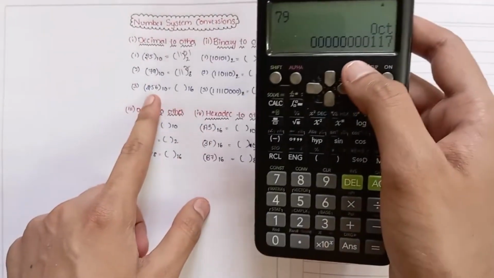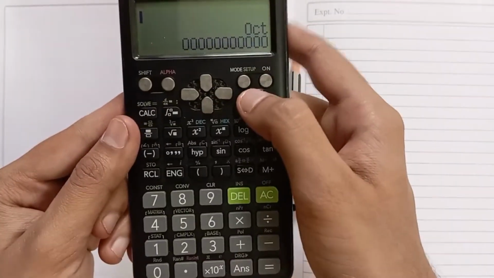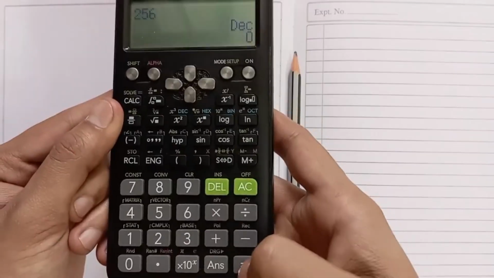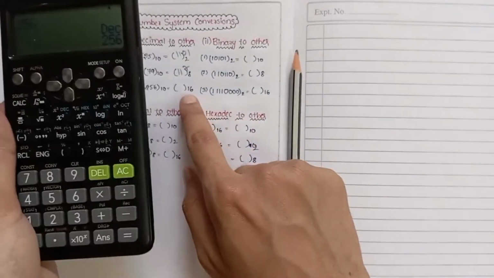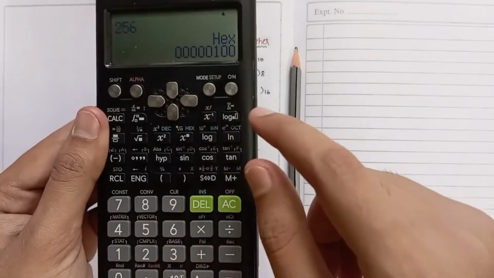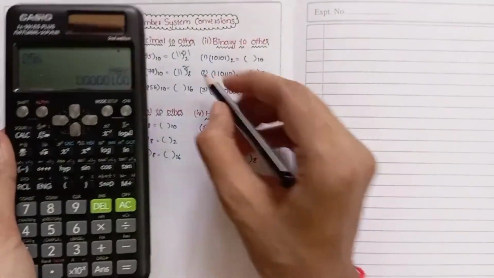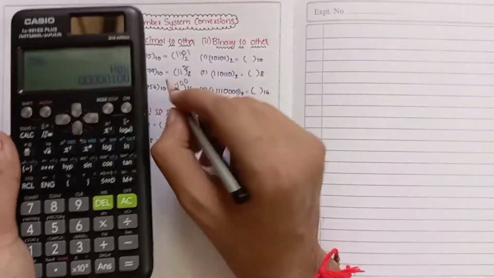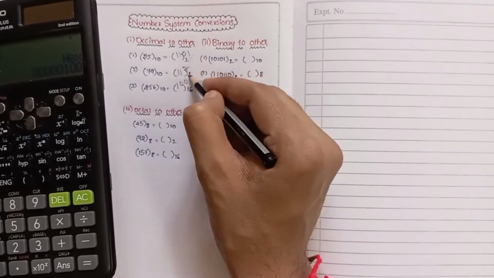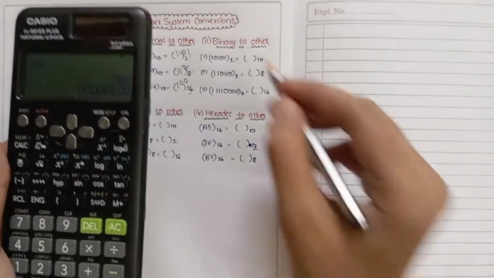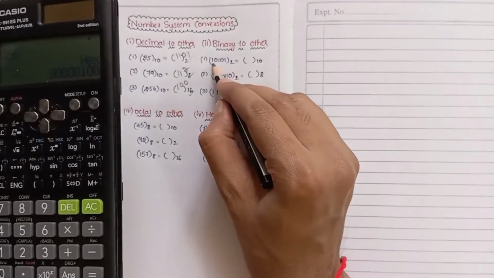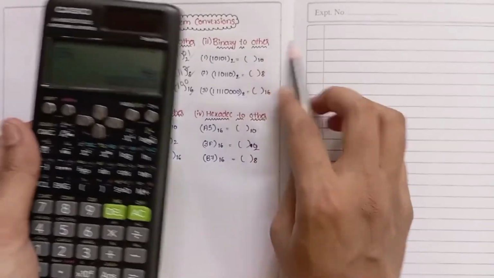Now we will convert 256 to hexadecimal. Again press decimal, enter 256, press equal to store, and now we want the hexadecimal number. Press hex here. So 100 is the required hexadecimal number for the decimal number 256. In this way we converted decimal numbers to binary, octal and hexadecimal. In the same way, now we will convert binary numbers to other number systems.